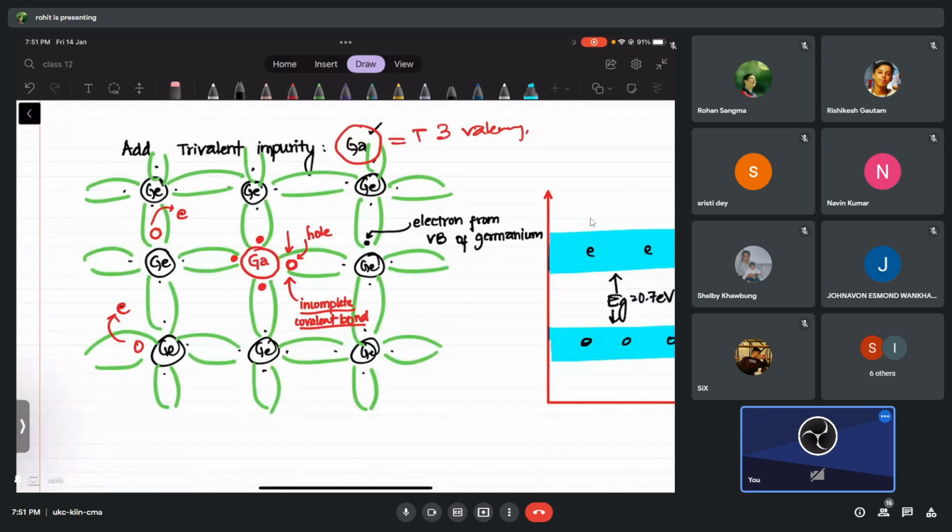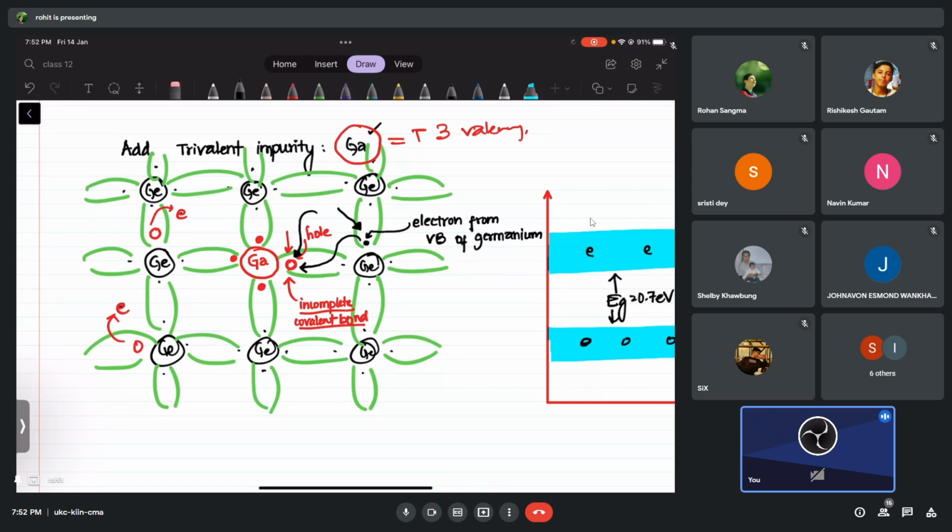Okay, you know what it can do? Let me show you. It can go and easily sit here. What will happen now? Tell me. Electron from where can go to where? Just think and tell me. Electron from a bond in germanium can go and easily sit where? In the hole brought by whom? By gallium. But energy is required, so I really have to show you.